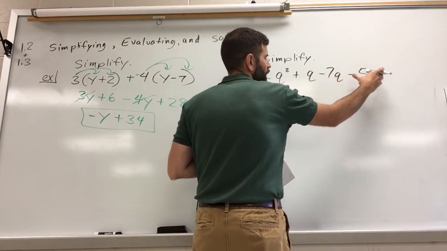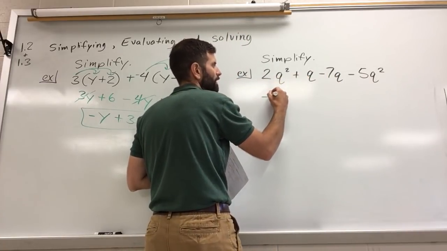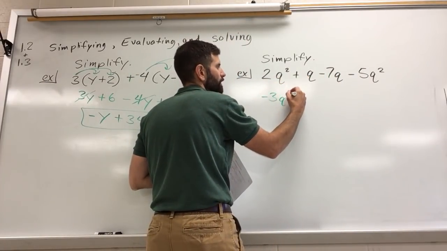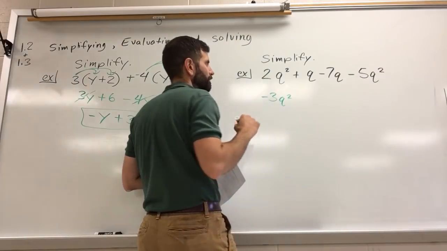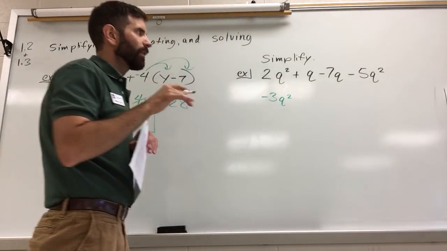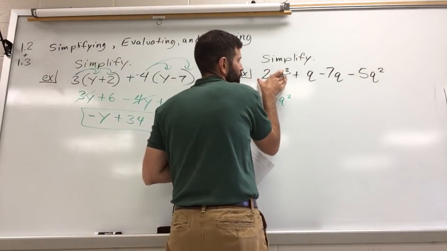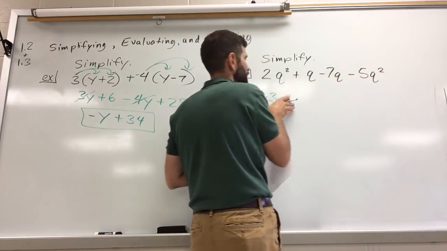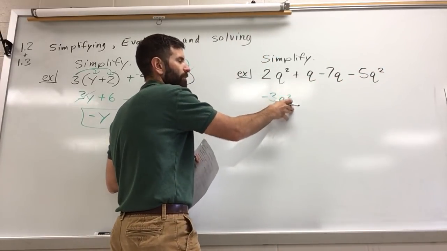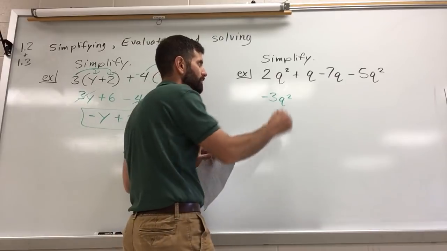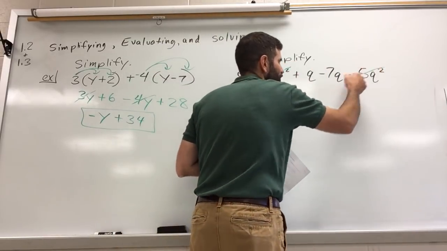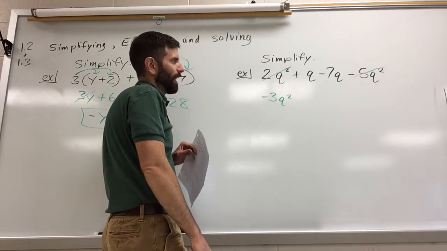2q squared minus 5q squared is going to be negative 3q squared. The q squared part does not go away. There's 2 of them, there's 5 of them. What's left over is 3 of them, but they're negative. So negative 3q squared. Again, I'm going to kind of mark these out just to keep track.